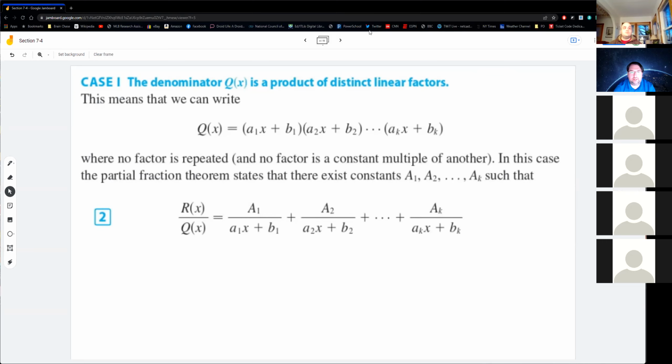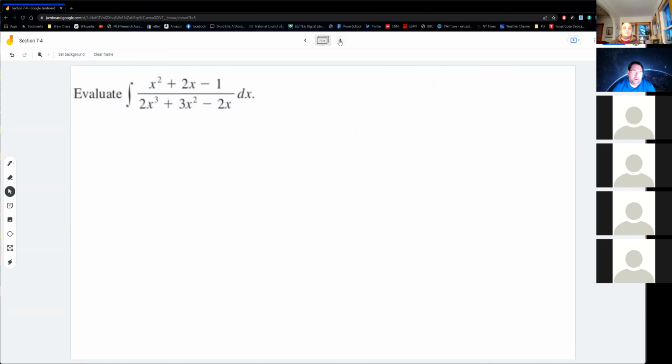All right, we'll look at one. Okay, so here's the problem. The first thing we have to do always, so look at this one. My degree on the top is 2, the degree on the bottom is 3. So I do not have to worry about long division in this problem.